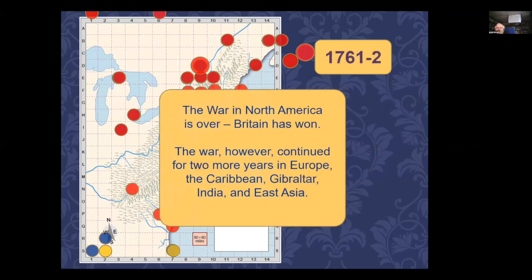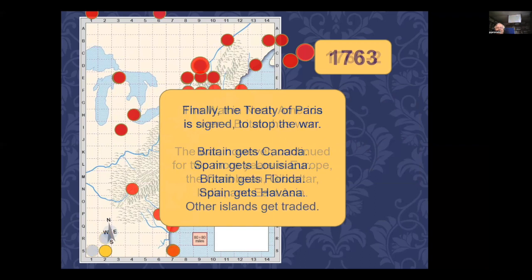The War of North America is over. Britain has won. It continued, however, for 2 more years in Europe, because to the French, they didn't have that many people over here. They didn't have that much skin in the game, and they had pretty well trapped out most of the furs. So the fur trade had kind of died off a little bit. And the French just decided, we're out of here.